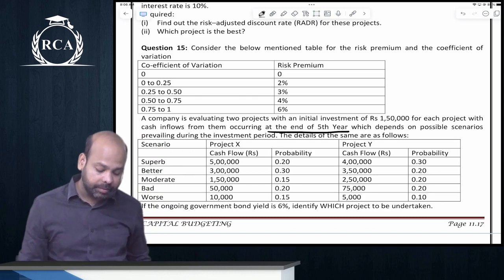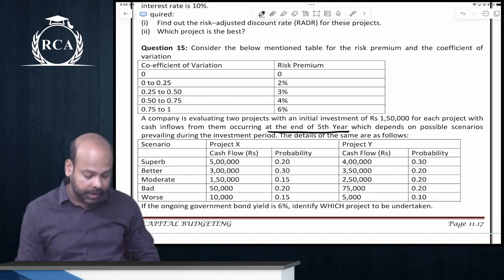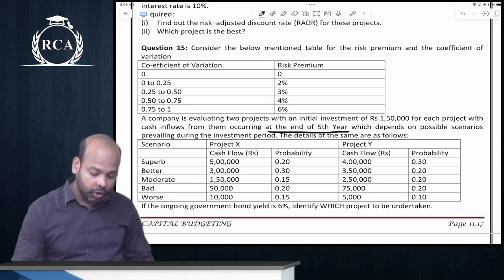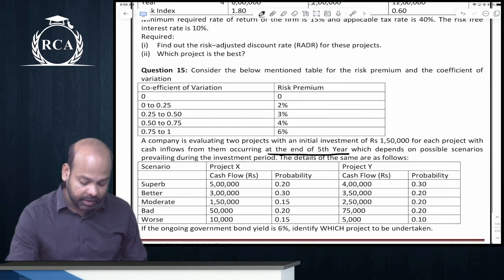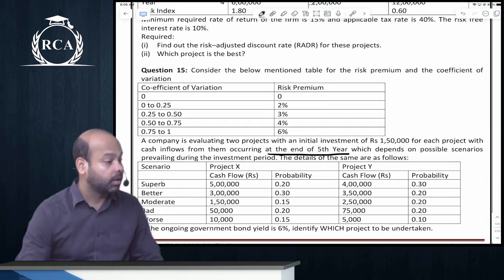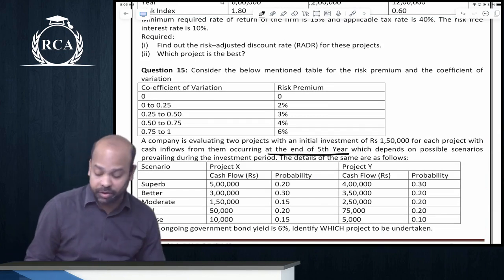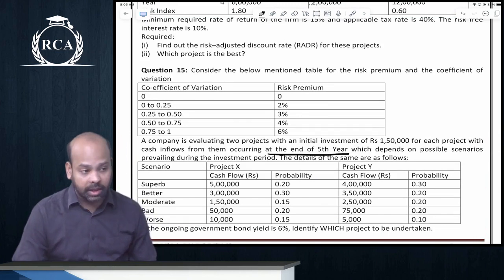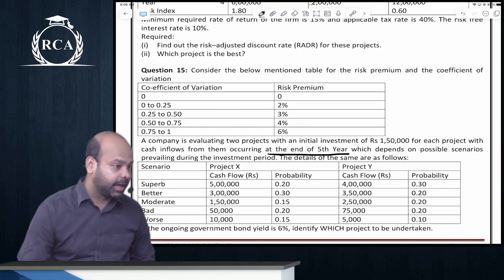The details of same are as follows. They've given us superb better 5 conditions project cash flows beta X and Y. If the ongoing government yield is 6%, identify which project is to be undertaken. Your job beta is to first compute coefficient of variation. How will you do that? Standard deviation divided by expected cash flow.